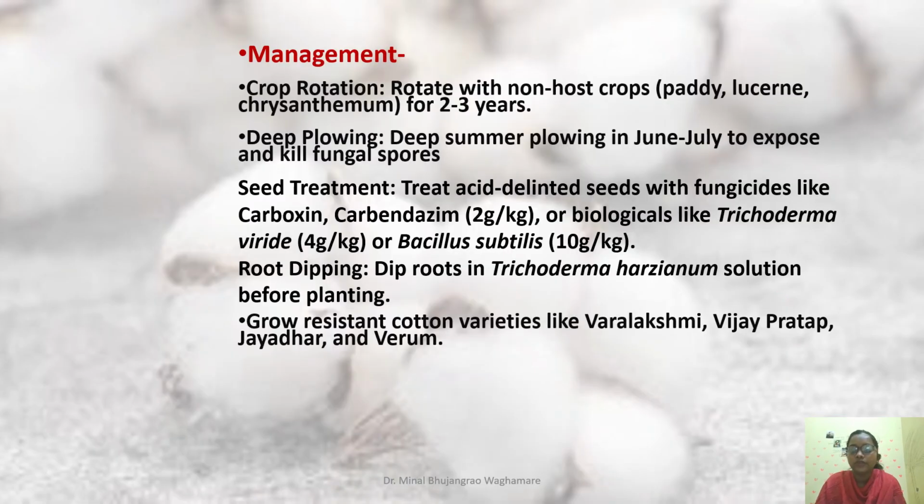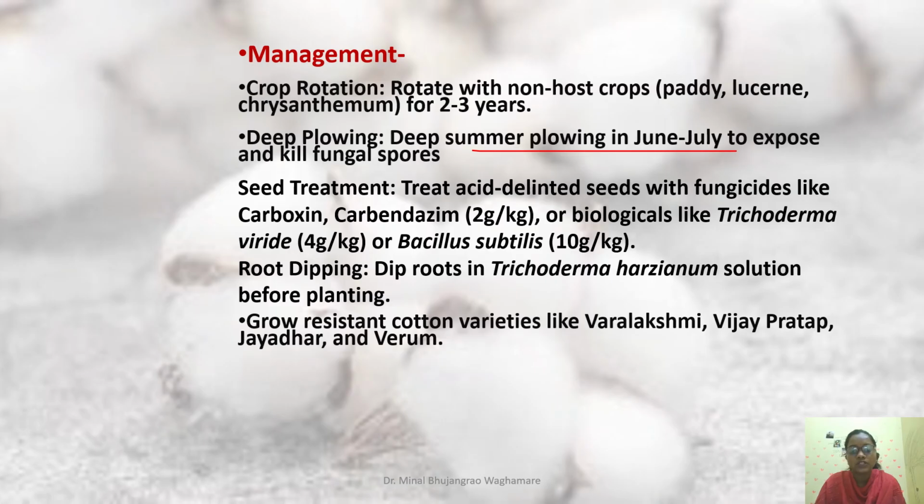Coming to the management, again we will go for crop rotation. We rotate the crop with non-host crops like paddy and wheat for 2-3 years to break the host availability continuity for the pathogen. We can go for summer deep plowing in June, July to expose the fungal spores to the sun and kill them.